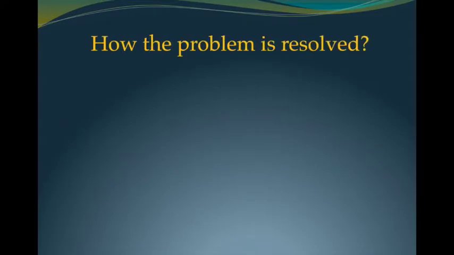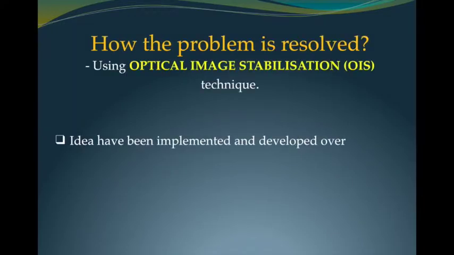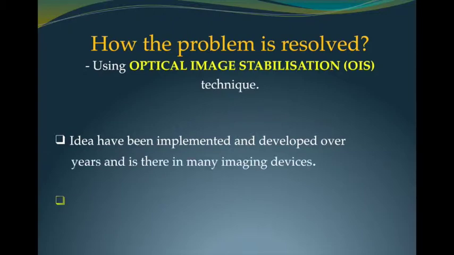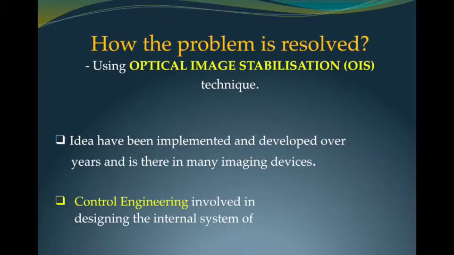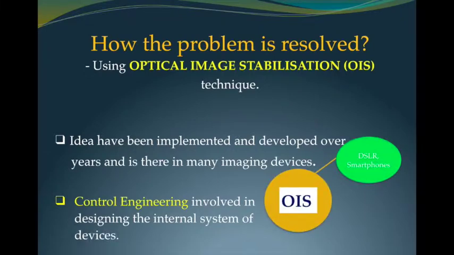So, how is the problem resolved? It is resolved by using OIS, optical image stabilization technology, which is coming up in almost all imaging devices. It uses control engineering, which is described later in detail. OIS is used in many devices like DSLRs, smartphones, binoculars, and even in telescopes.